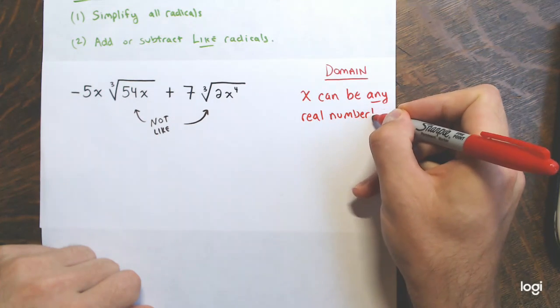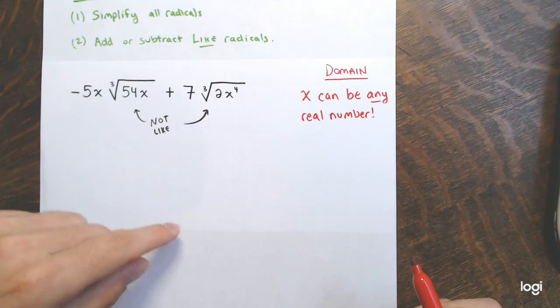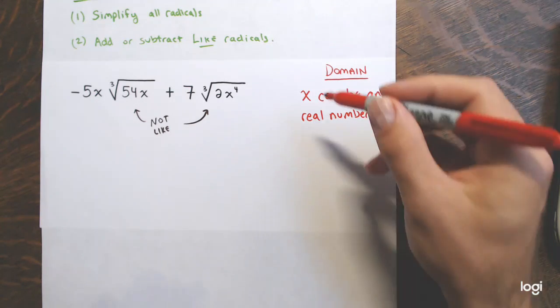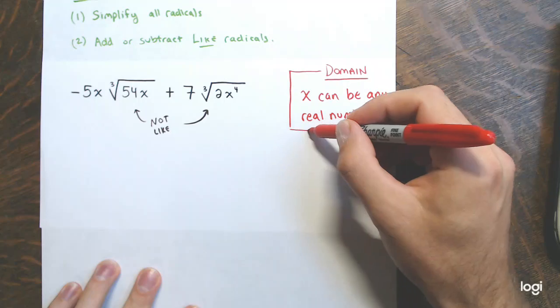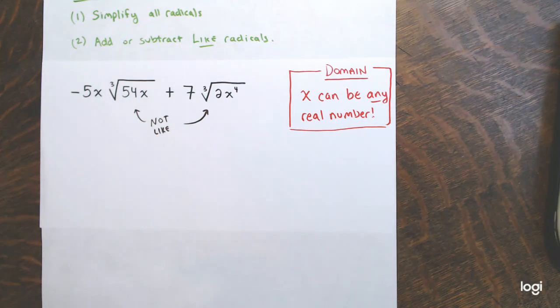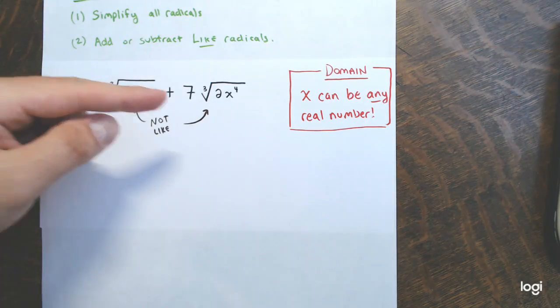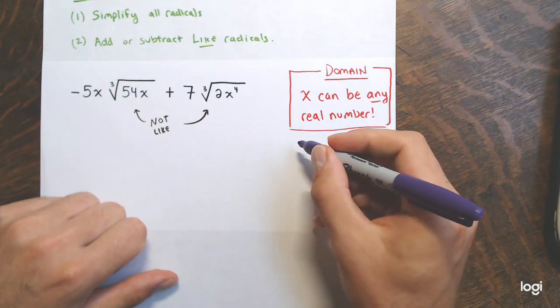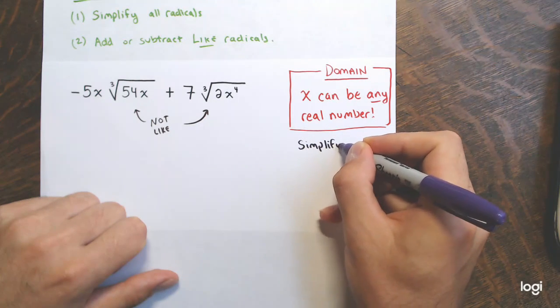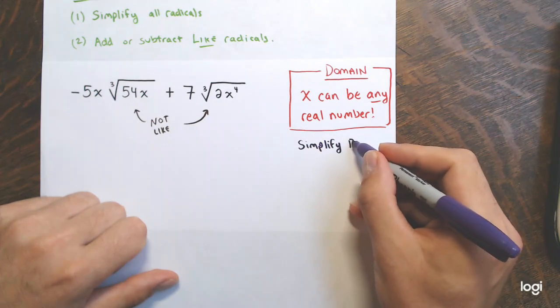So later on, when I test whether the expression at the end actually equals the expression in the beginning, I can plug in whatever I want for x. Wonderful. Okay, so now back to the steps. First step, let's take these cube roots here and simplify them. I'm going to do that off to the side. So, simplify the radicals.